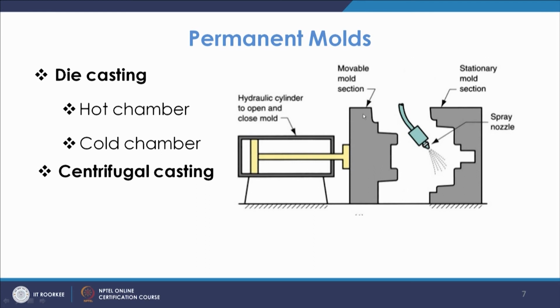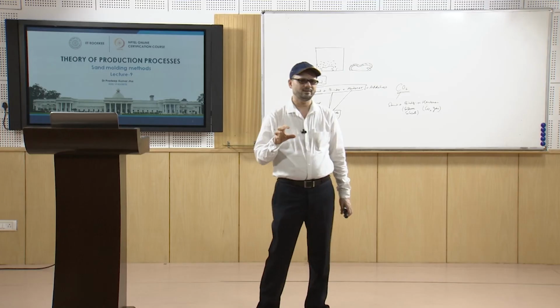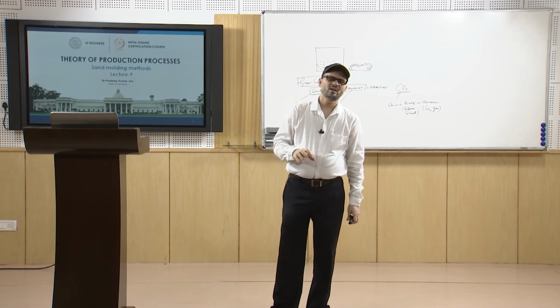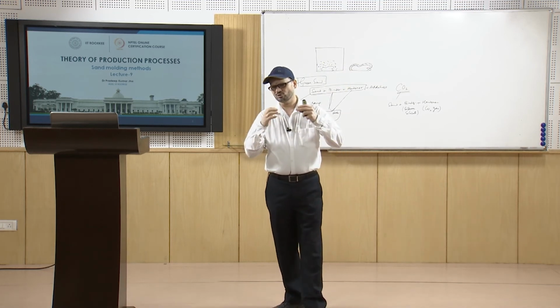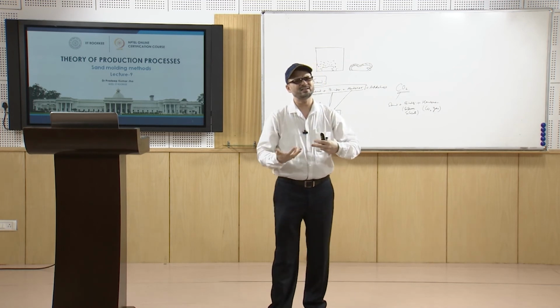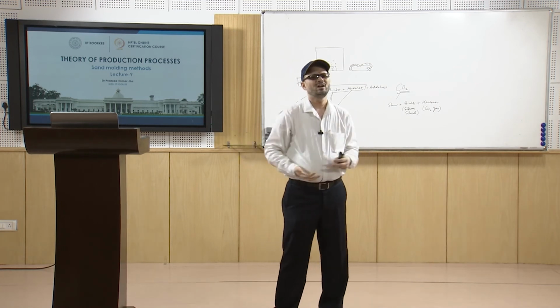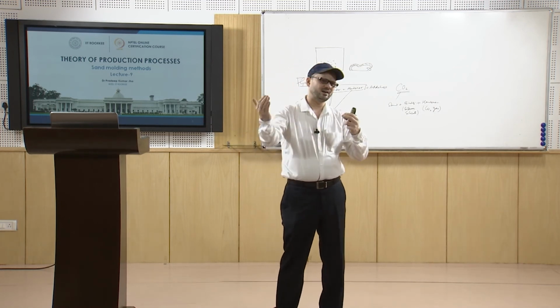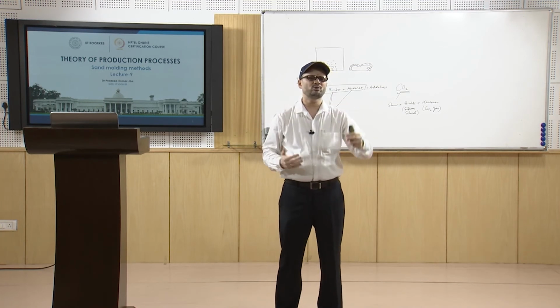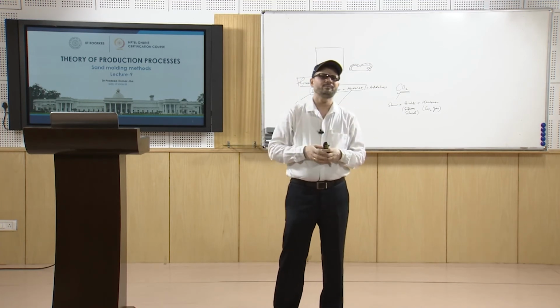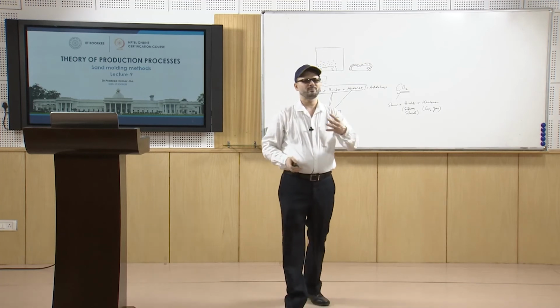Then you are closing it, and then under pressure you are supplying the liquid metal into it, and this pressure is maintained so that the liquid metal gets solidified. So, when you ensure that the metal has solidified inside, you take the plunger out and the metal is taken out. This movable portion will be taken out, and the cast job will be taken out.